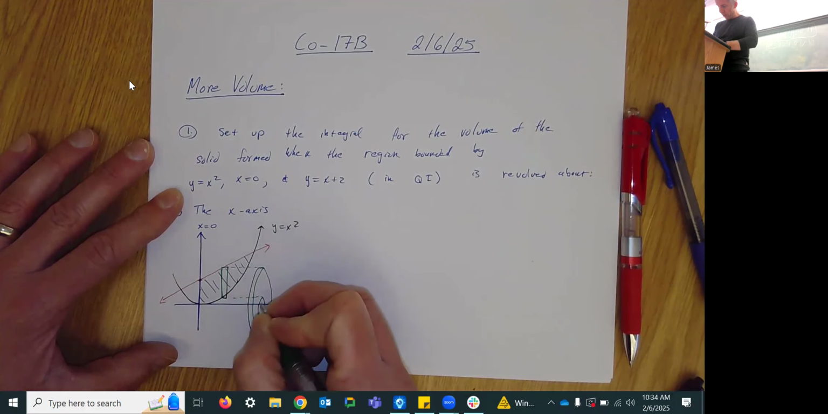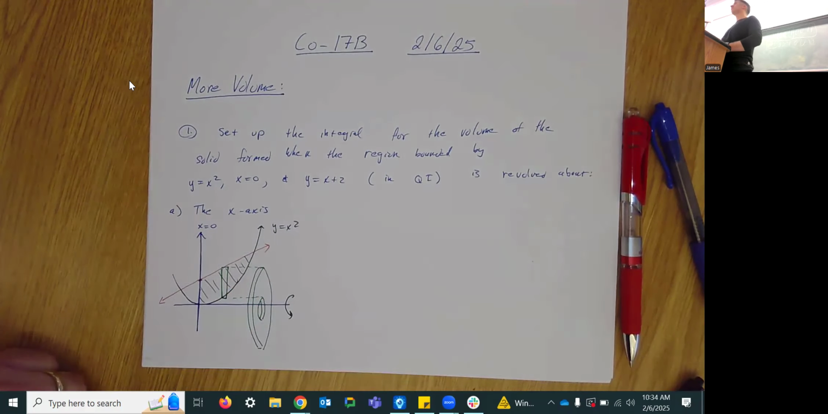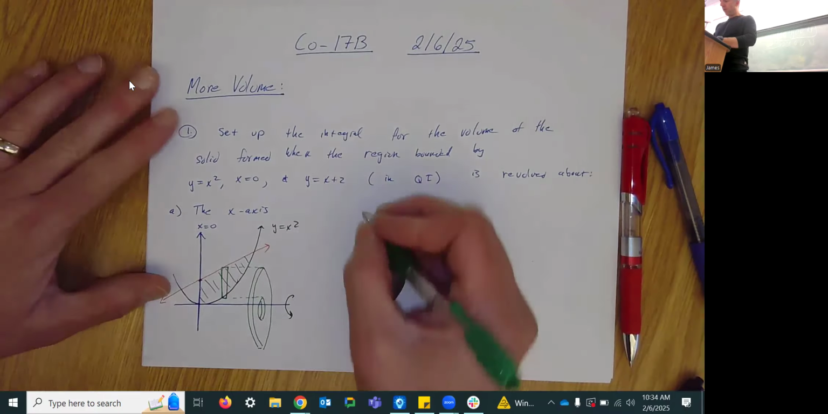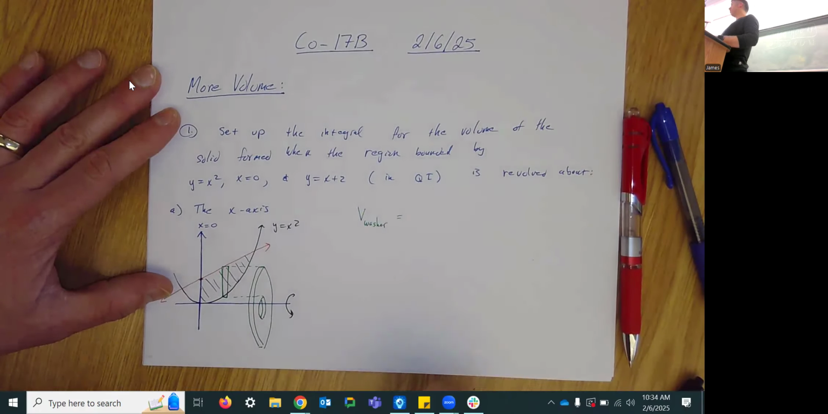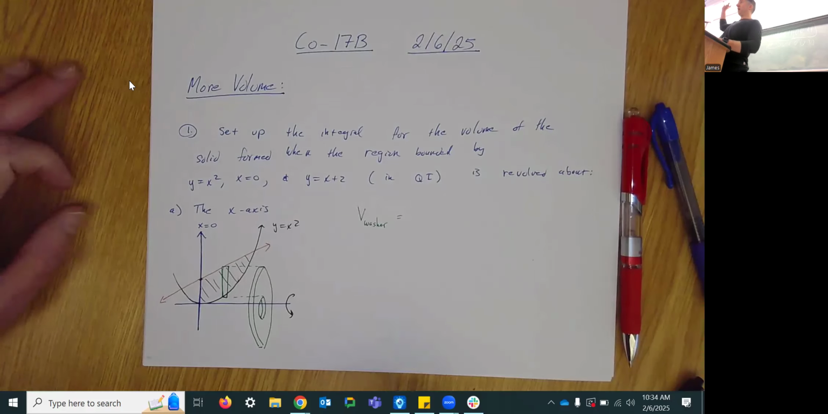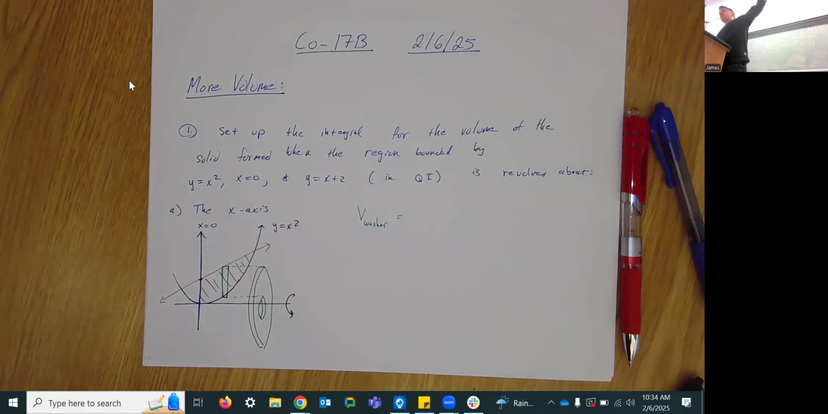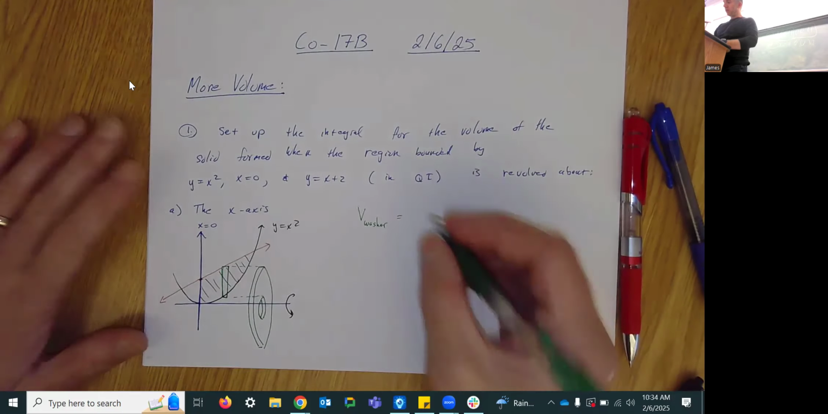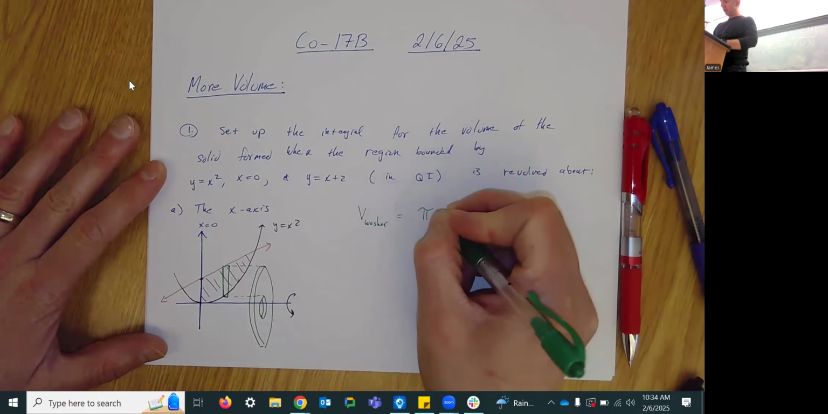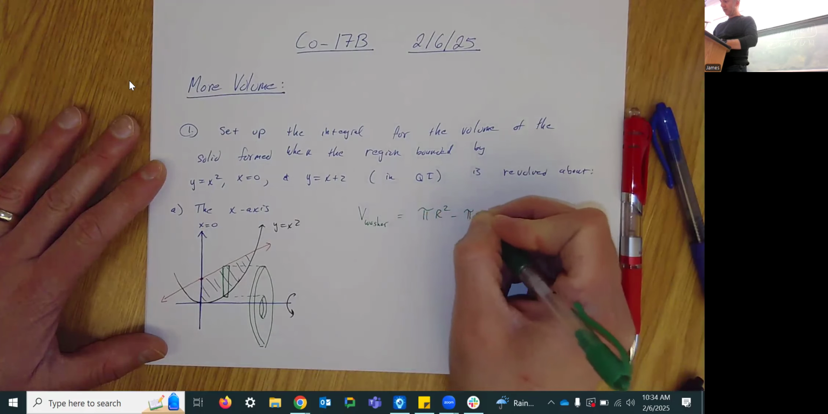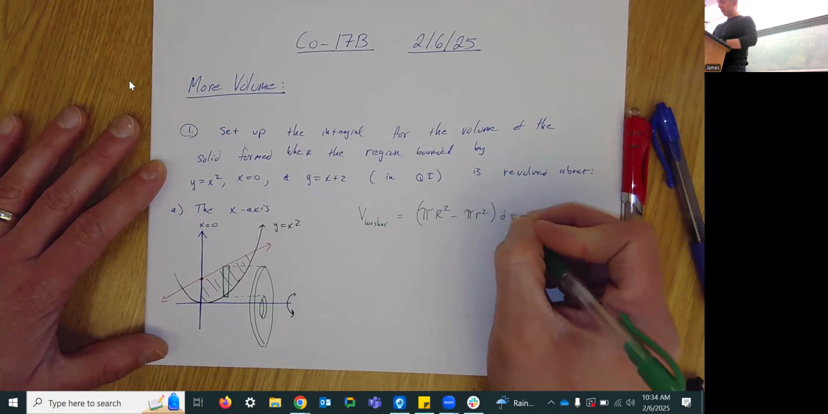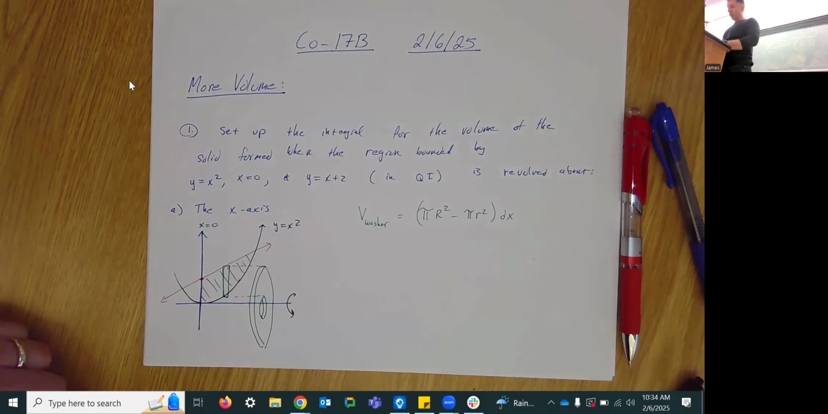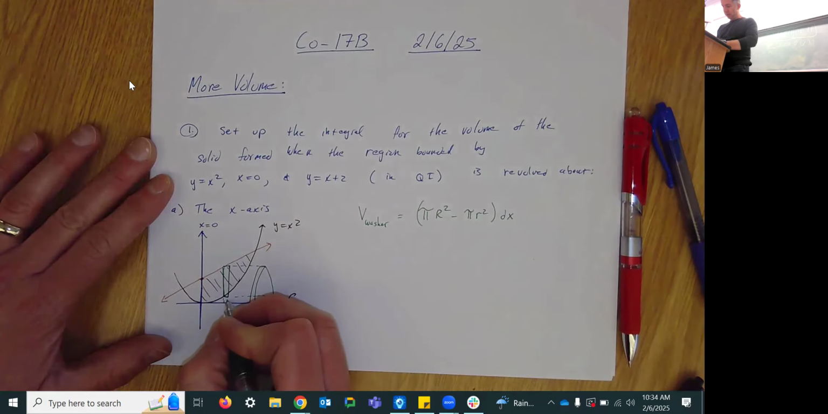We're getting a washer. And the volume of that washer, well, it's always the same thing. It's always the area of the big circle minus the area of the little circle times the thickness. So I usually write that out as pi times big R squared minus pi times little r squared, all times the thickness, which is the small change in x in this case, the dx. I'm thinking about this here, but that's just a small thickness of dx.